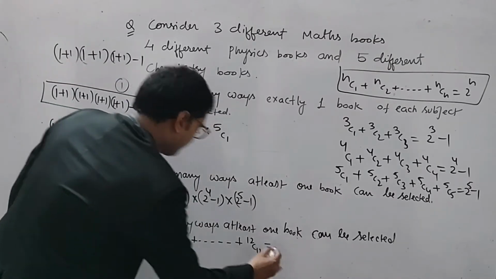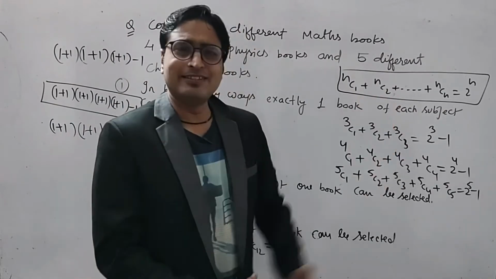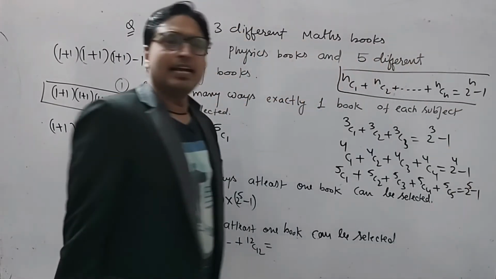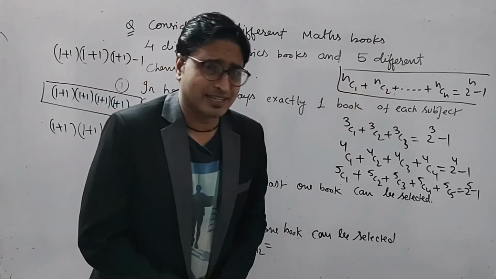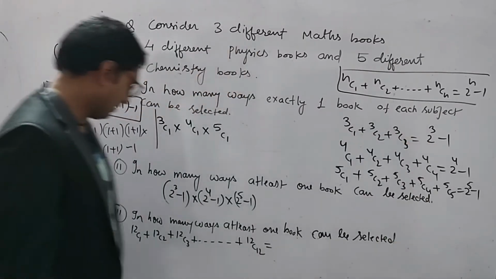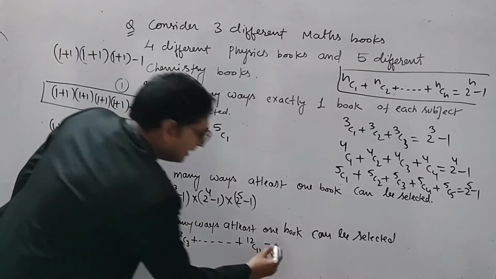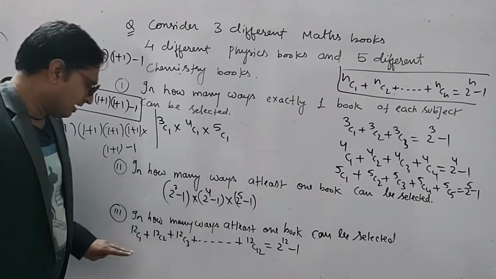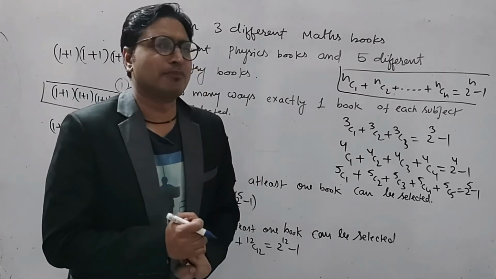So it will be NC1 plus NC2 plus NC3 up to NCN. That will be 2 to the power n minus 1. You will write 2 to the power n minus 1 here, that I already kept here. So 12C1 to 12C12 will be 2 to the power 12 minus 1. So you can get the total number of ways with the help of binomial theorem.